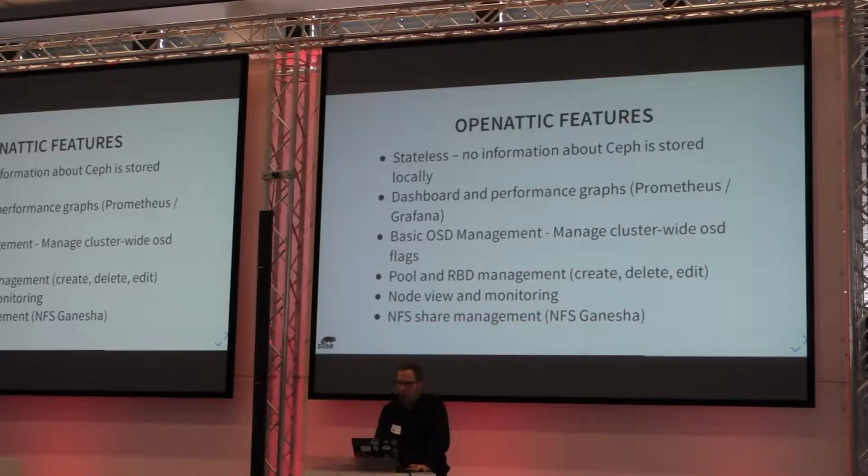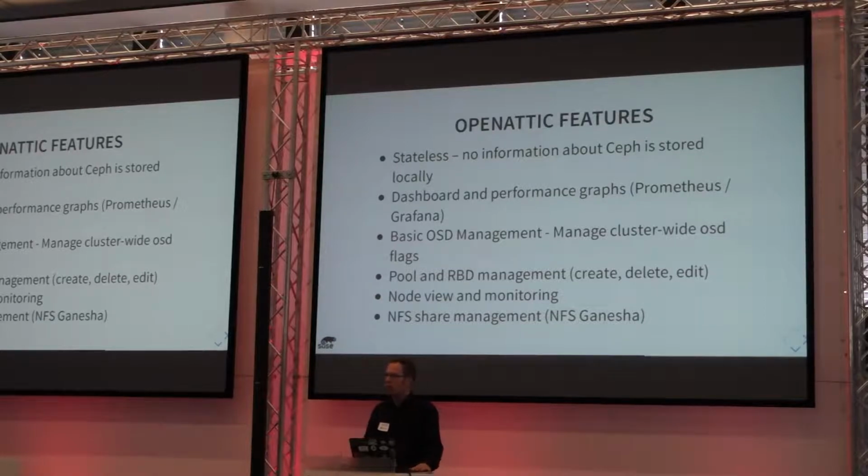What features do we have with openATTIC 3.x so far? I mentioned the status part already. You have probably seen we had PNP4Nagios, basic Nagios with Icinga before. We replaced this with Prometheus and Grafana. We have some basic OSD listing and management. We are able to create, delete and edit pools and RBD devices. We have a node view. You can get a list of the whole nodes that are part of the cluster. We can monitor them with the Prometheus exporter automatically installed during deployment.